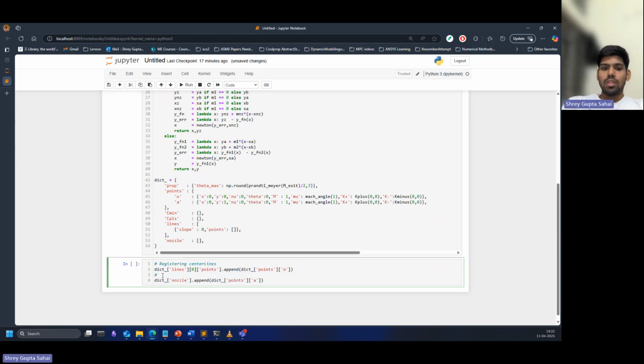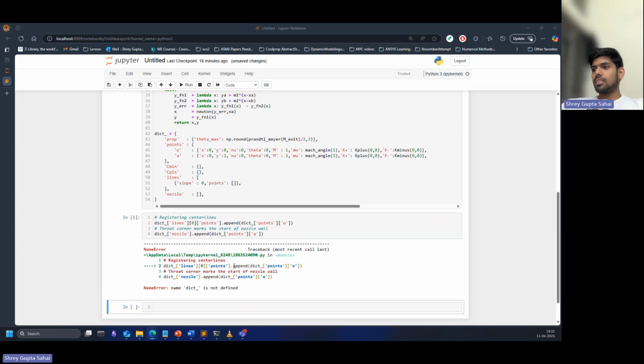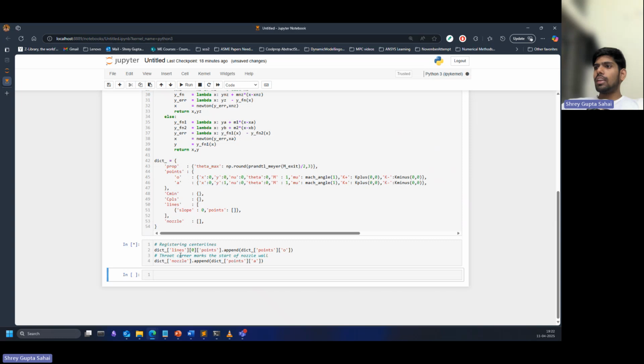So the throat corner marks the start of the nozzle wall. So this is something that I do. The next thing which I do is I start calculating with the theta max. I start calculating theta max. That is something that I have to do.